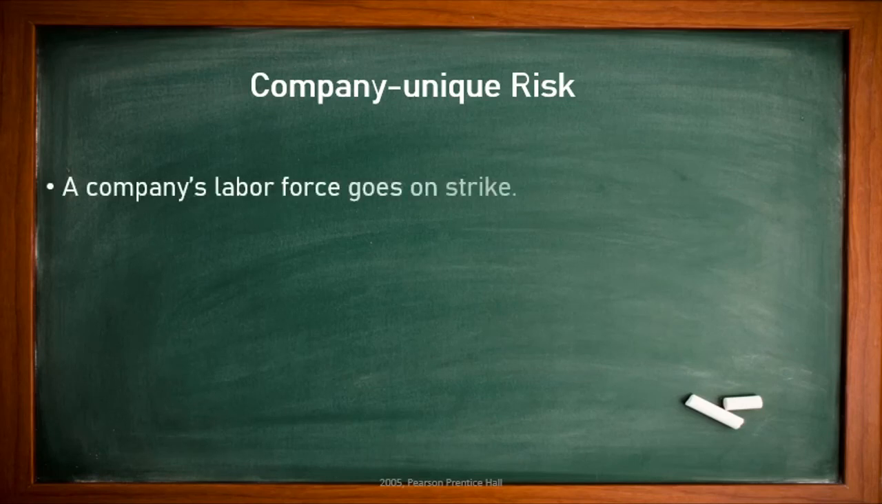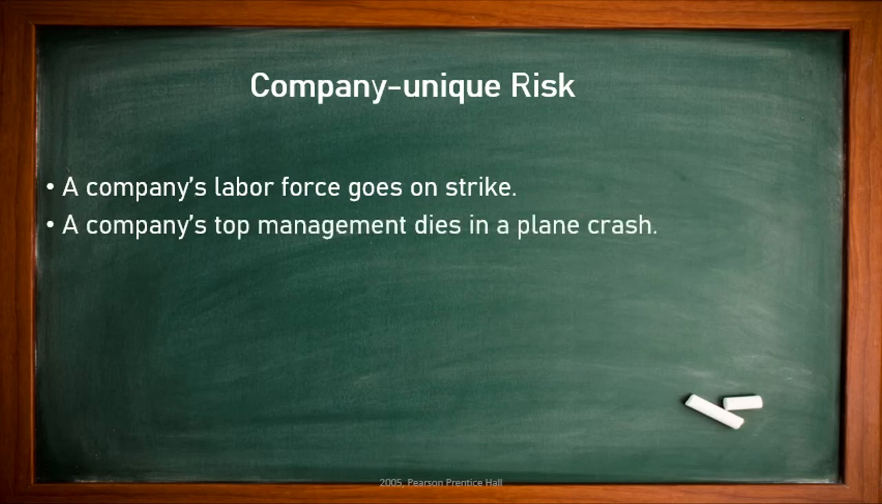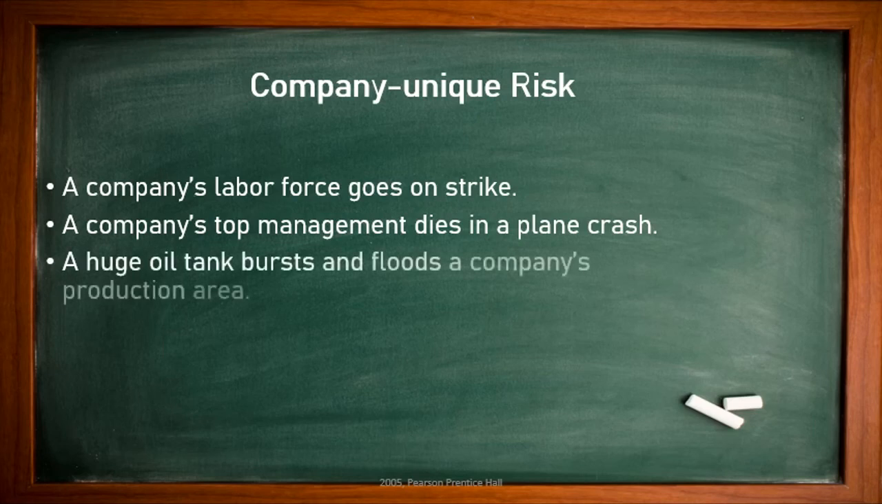Now the company's unique risk: a company's labor force goes on strike. If it does, you can manage it. You can avoid it if you fulfill the requirements of the labor. A company's top management dies in a plane crash. If something happens to the top management, who are the decision makers with all the information about your company, the company will be affected, but you can compensate by hiring a good manager in that position. So this is a company's unique risk. Even a huge oil tank bursts and floods a company's production area. So something went wrong in your production area where you or the labor cannot work properly.